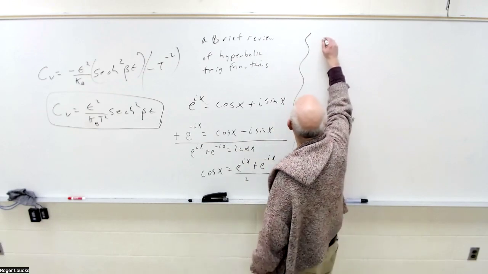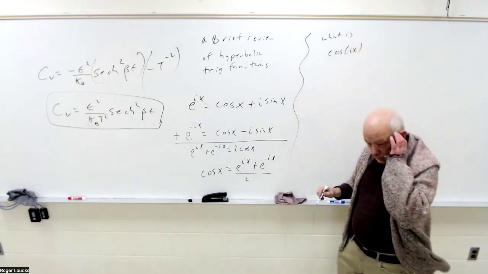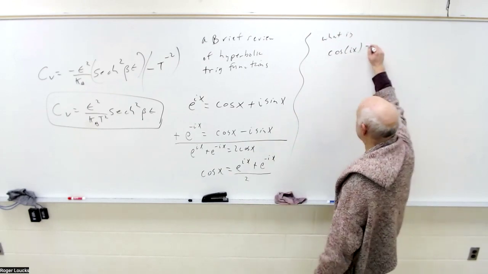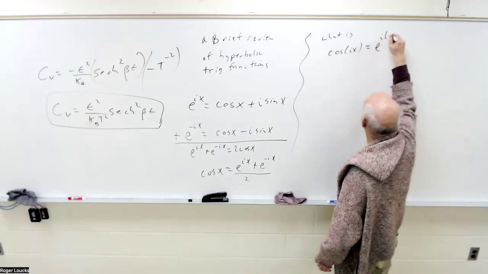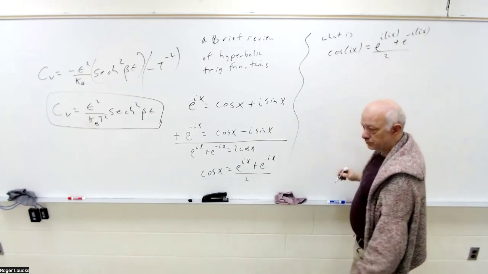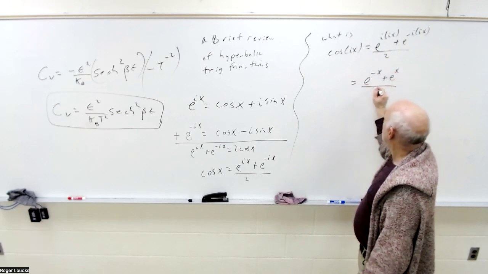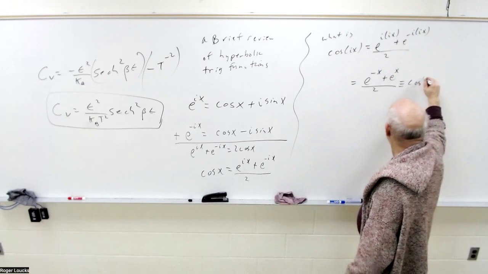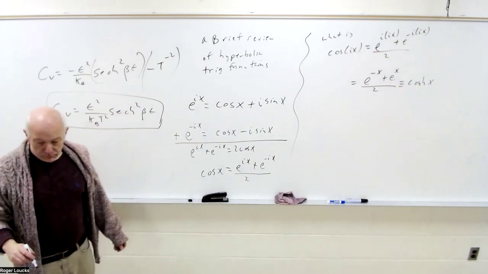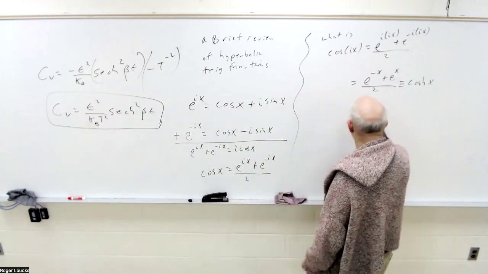So we have this. Now the question is, what is the cosine of ix? Instead of having an x, I'm going to put an ix in here. Using this little recipe, I get e to the i times ix plus e to the minus i times ix, all over 2. So this is e to the minus x plus e to the x, over 2, and we define this formally to be hyperbolic cosine x. That makes sense?